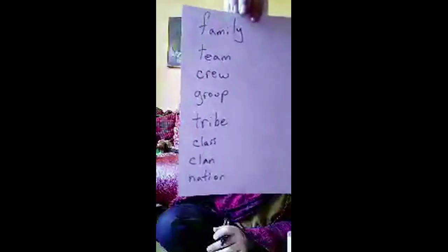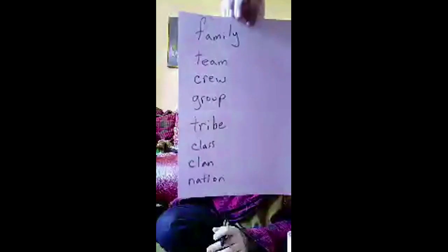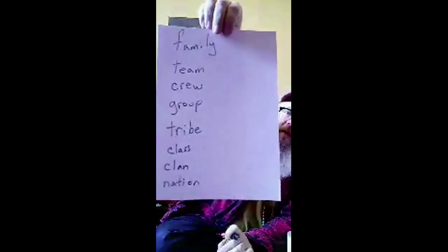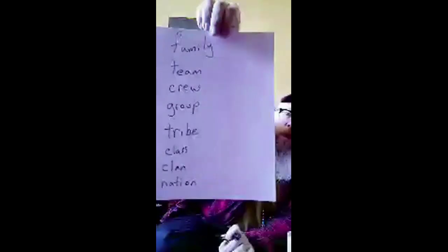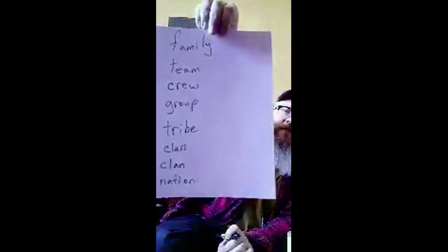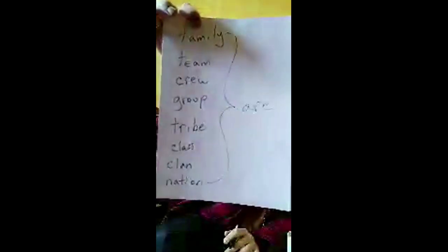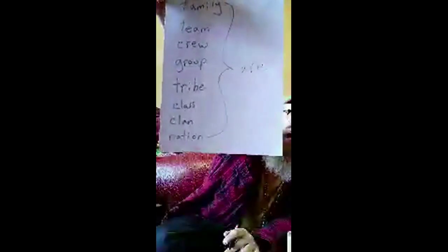All right. So we got a big list of these now. Family, team, crew, group, tribe, class, nation. They are known as collective nouns. Yeah? So all of these nouns are actually plural words representing the word they. So in Britain, all of these words, we would use the word are. The family are happy. The team are happy. The group are happy. The nation are happy.